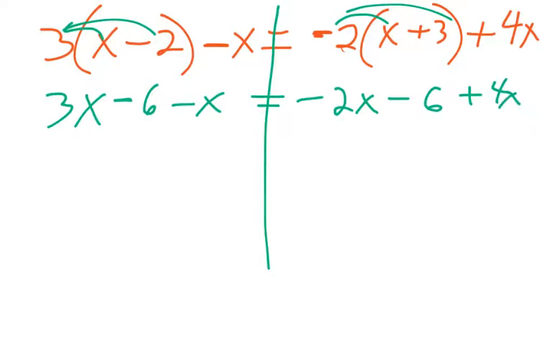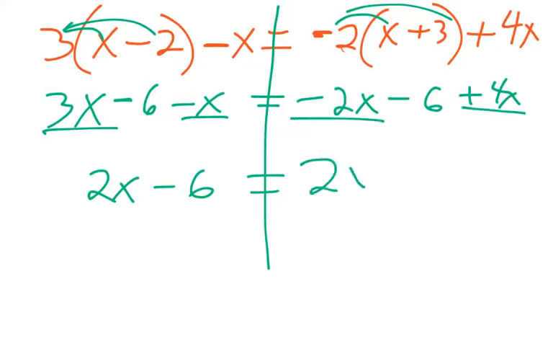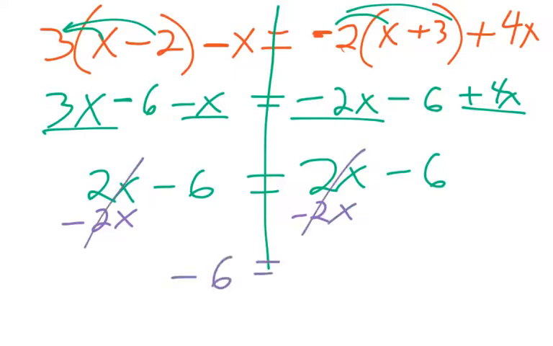Your second step is to combine like terms. Well, 3x plus a negative x would be 2x. And then over here, we would combine like terms. Negative 2x plus 4x is 2x. Now, if you look at this, these two sides are identical. They're mirror images of one another. If you like, you can take it one step further, subtract 2x from both sides, and the variable will cancel. But now we have negative 6 equals negative 6. If you really wanted to, you could add 6 to both sides, but you get something like 0 equals 0.